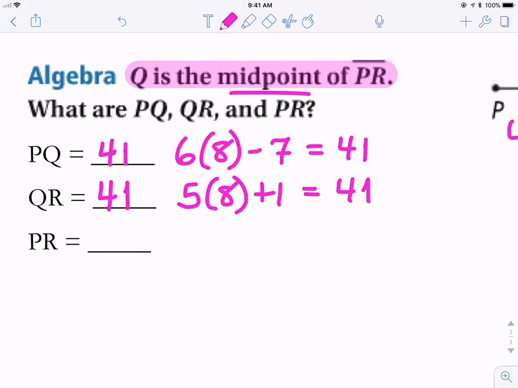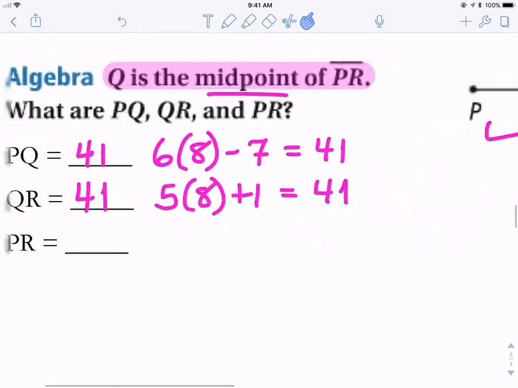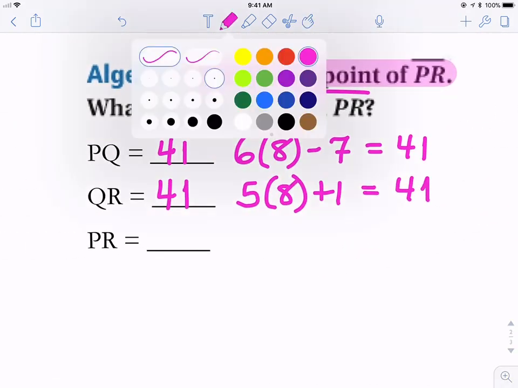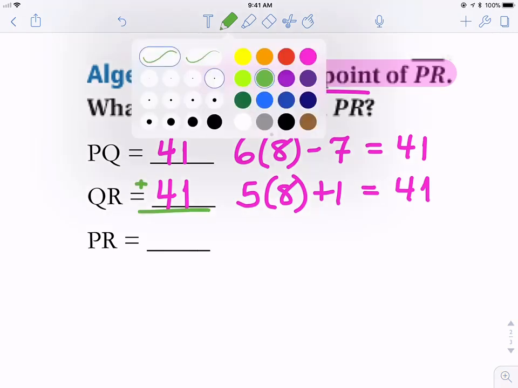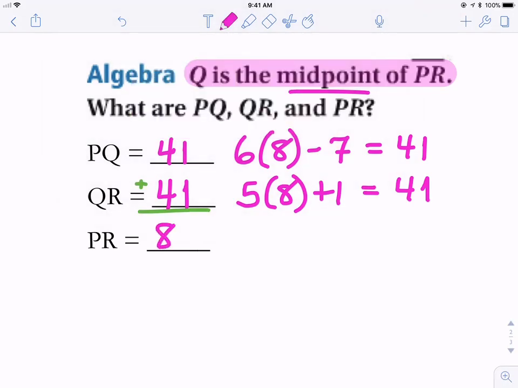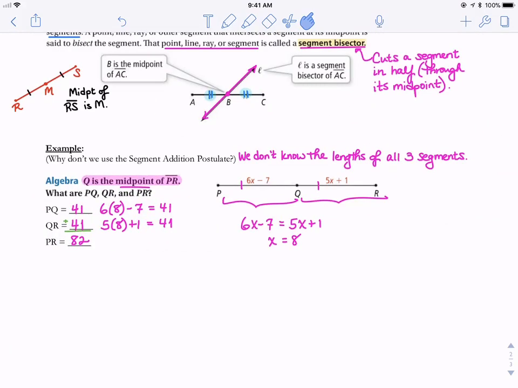So how long is PR? Well, yeah, sure, you could add this together and call that 11x minus 6, but it's pretty easy to just say, add those together. It should come out to be 82. Okay, this is the end of lesson 1-3.